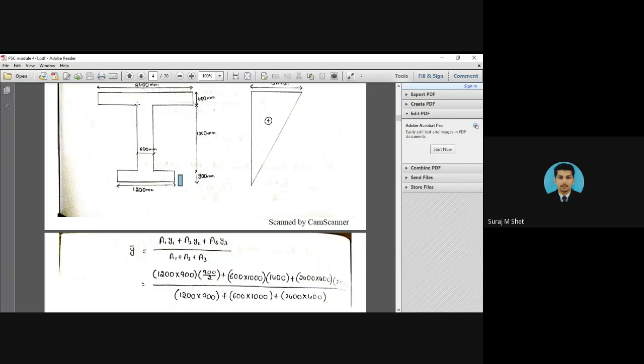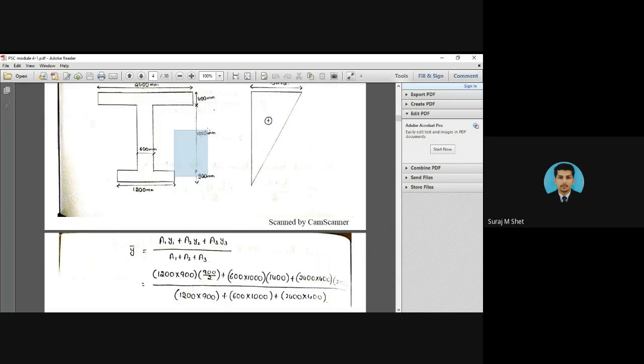Second, I'll take area 2, which is this. Area 2 is equal to 1000 into 600, into the center of this. This is your 500. You already know this is your 1000. From 1000 to 400, because I'm taking the center of this. So 1000 plus 400, half of the center, will give the Y bar.